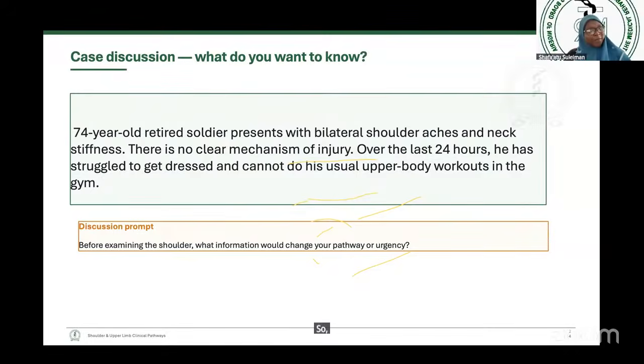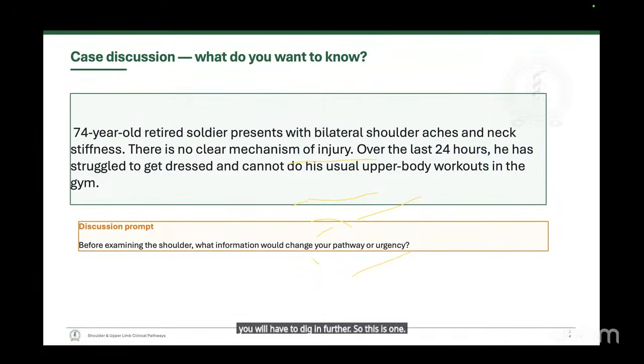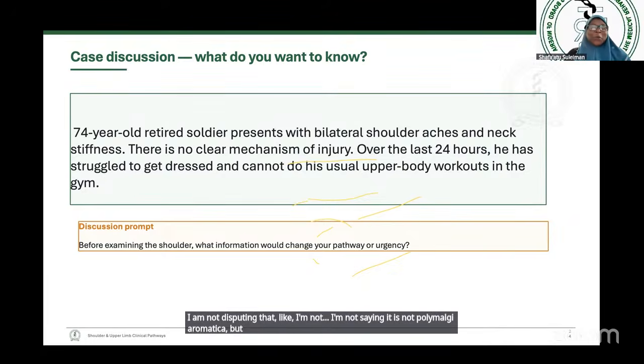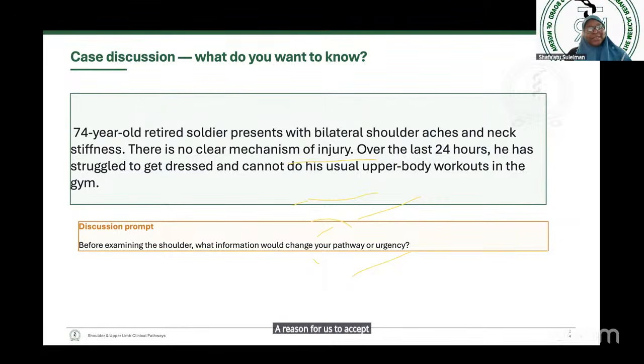Yes. But that patient, those odd ones that will come, you will have to dig in further. So this is one. What do you want to know? Thank you. But my strong conviction is this for polymyalgia rheumatica. I am not disputing that, I'm not saying it is not polymyalgia rheumatica, but I just want you to give us more reason for us to accept it.